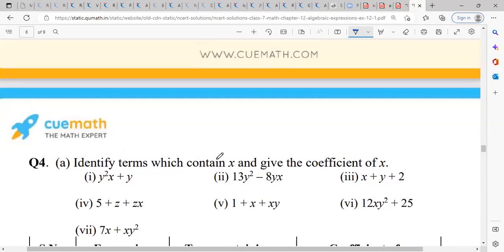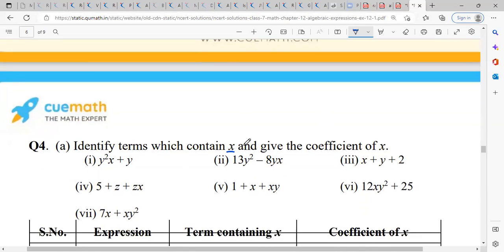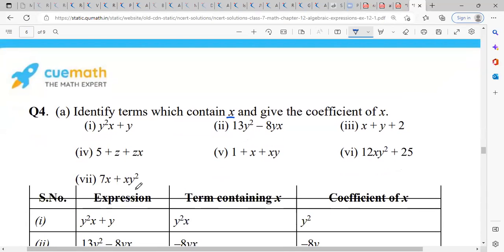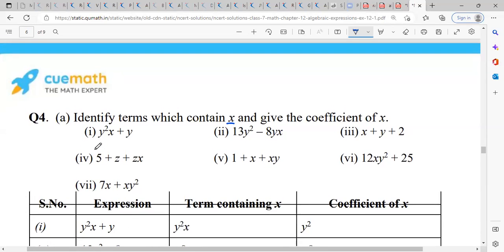Identify terms which contain x and give the coefficient of x. So first of all, you have to make a table like this. First of all, you will write the question and then the term containing x. So over here, this is a term that has x, right? And after that, for this x, you have to tell me the coefficient. Over here, I have written coefficient.